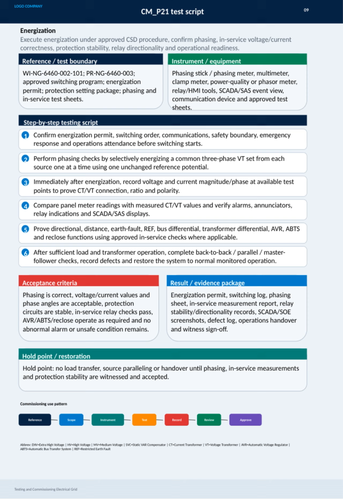We rely on reference documents and test boundaries, such as approved switching programs, energization permits, and protection setting packages to guide our work. Essential instruments include phasing sticks, multimeters, power quality meters, relay and SCADA tools, all accompanied by approved test sheets to ensure traceability and accuracy. The step-by-step process begins by confirming important prerequisites like the energization permit, switching orders, and safety boundaries.